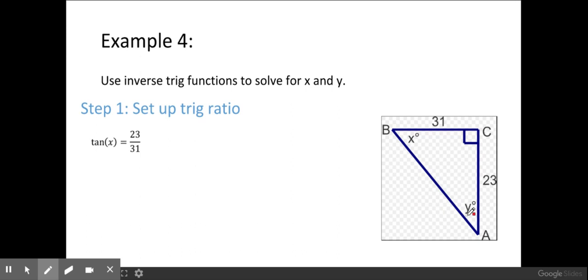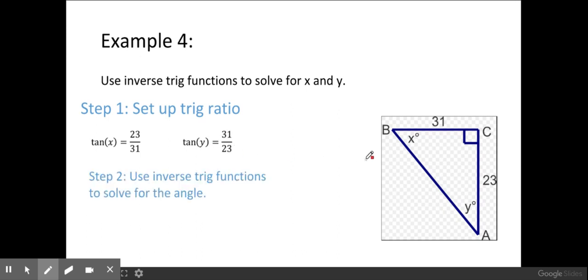If we look at y now, angle y down here, now my opposite side is 31 and my adjacent side is 23. We still have opposite and adjacent, so therefore we are going to be using the tangent function. So the tangent of angle y equals 31 over 23.